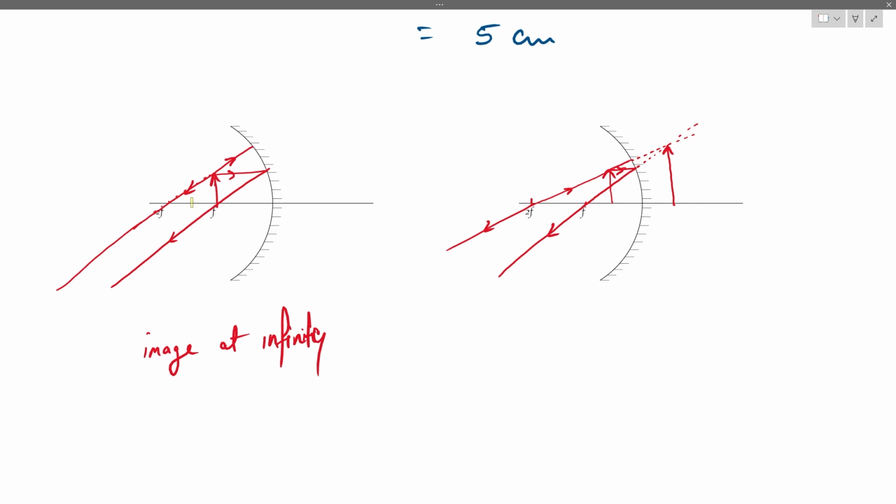So we can say that if the candle is moved towards the focal point, the position of the image will move towards infinity. And if the candle is moved beyond f towards the pole, we can see that the image formed is virtual. No real image can be formed over here, and it is virtual and magnified. Thank you.